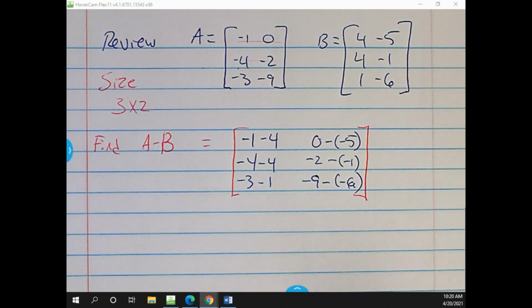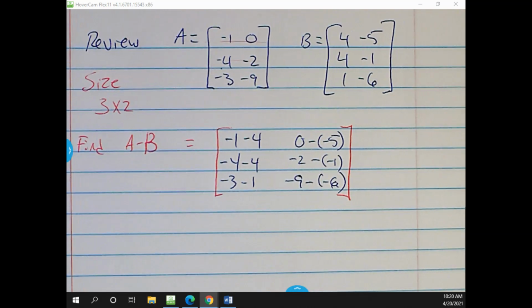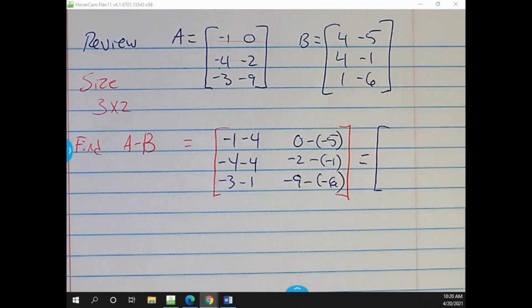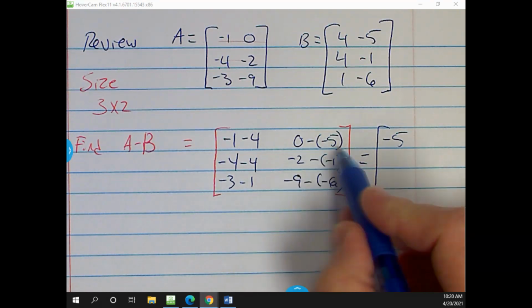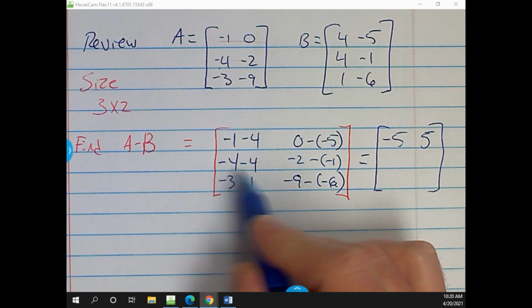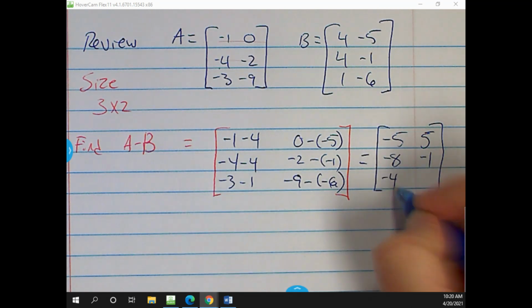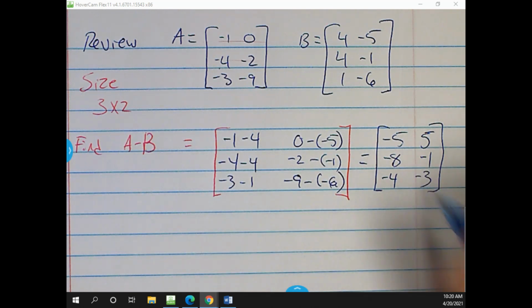Now, you don't necessarily have to write this step out, but a lot of times it's good for people to make sure they keep everything straight, and then just go back and do whatever the numbers say. -1 minus 4 is -5. 0 minus -5 is really 0 plus 5, so that would be a 5. -4 minus 4 is -8. -2 plus 1 would actually be a -1. -3 minus 1 is -4. And then -9 plus 6 would be a -3.